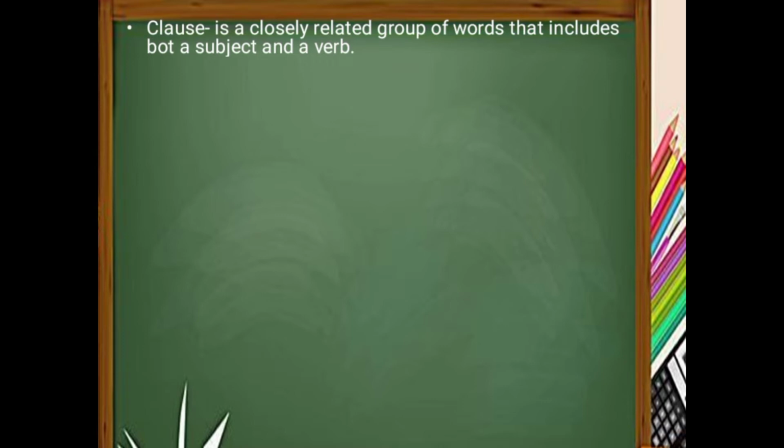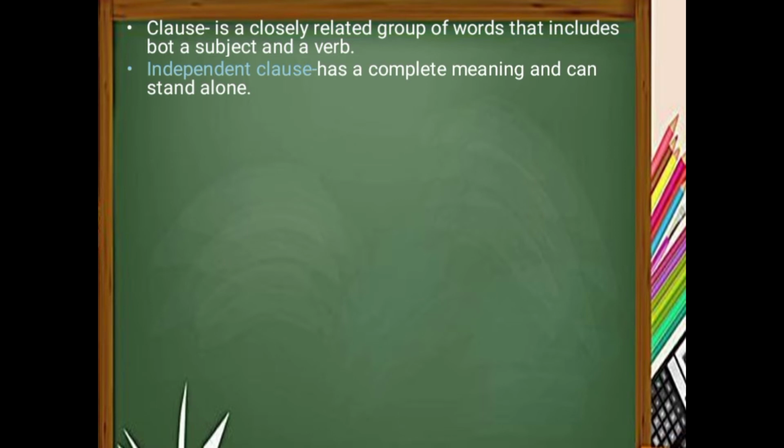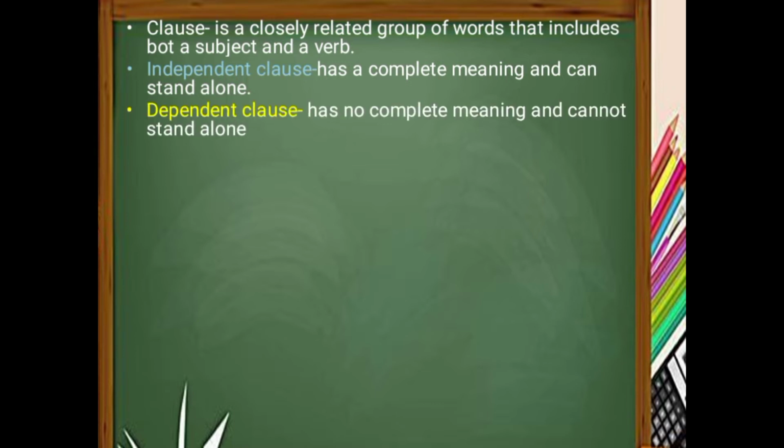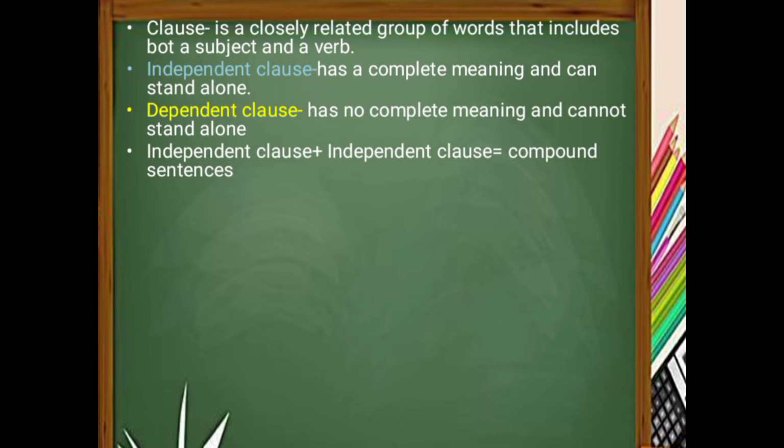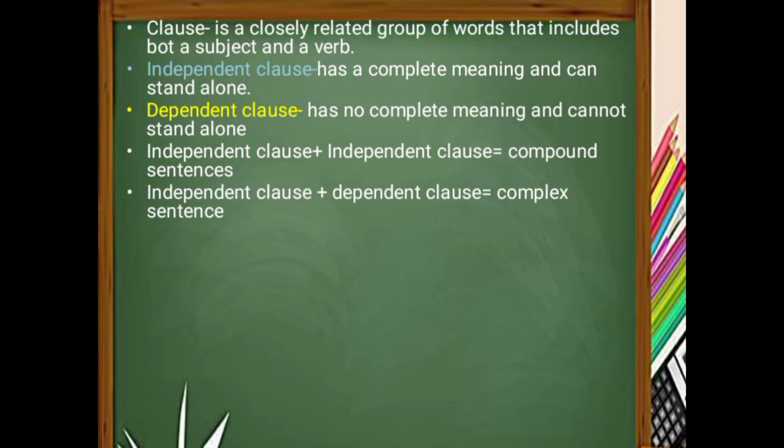Now let's talk about clause. A clause is a closely related group of words that includes both a subject and a verb. An independent clause has a complete meaning and can stand alone, while a dependent clause has no complete meaning and cannot stand alone. Independent clause plus independent clause, we call it a compound sentence. An independent clause and a dependent clause combination, we call it a complex sentence.